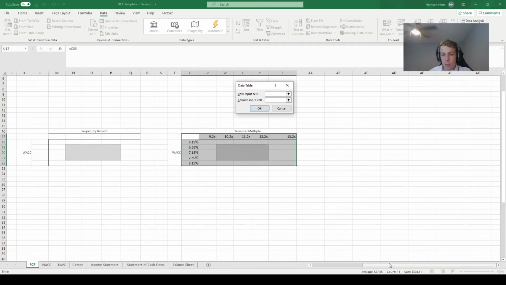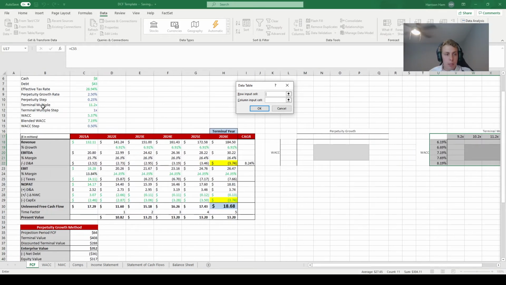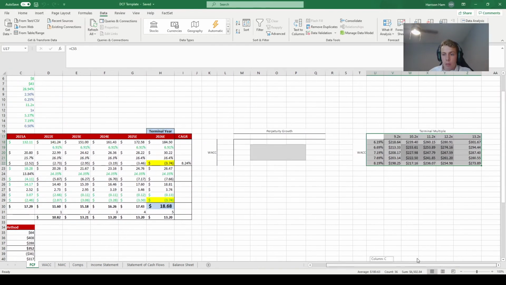So for us, that's the terminal multiple. So we're going to come over here and we're going to select the terminal multiple, which was 11.2. And then for the column input cell, it's saying, okay, what are you changing along the column? And right here, our column is the weighted average cost of capital. And for us, that's the blended WACC. So come over here and select that. It's basically telling it exactly what it's going to change across the rows and columns.